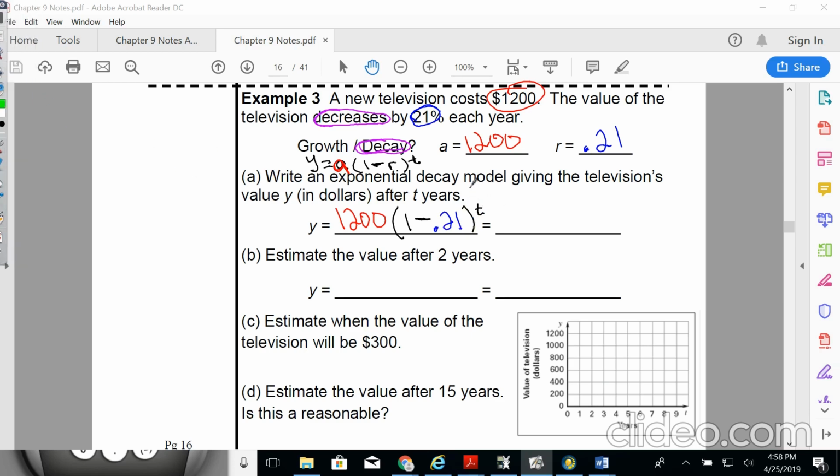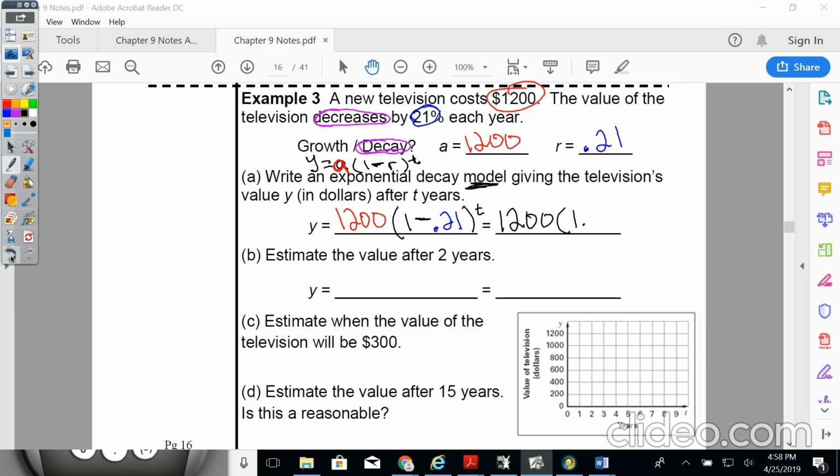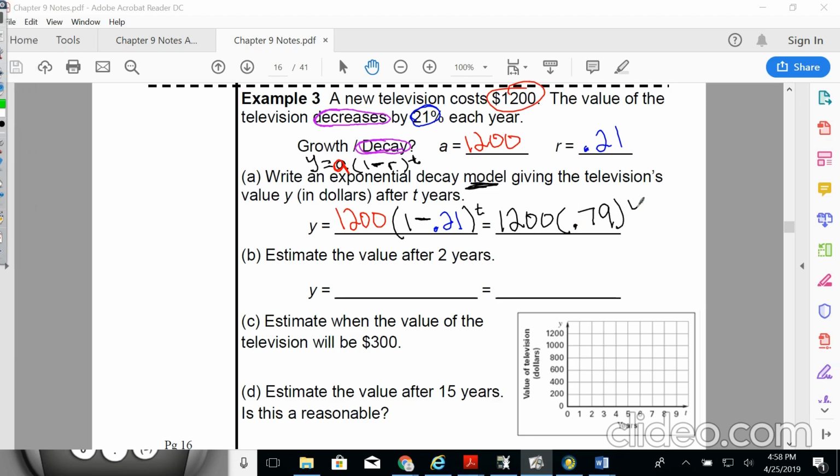So when you write a model, when it just asks for model, you leave x and y there. When it asks you for a specific value, then you can plug it in. So we get 1,200 times, subtracting, not adding, 1 minus 0.21 is 0.79 to the t.